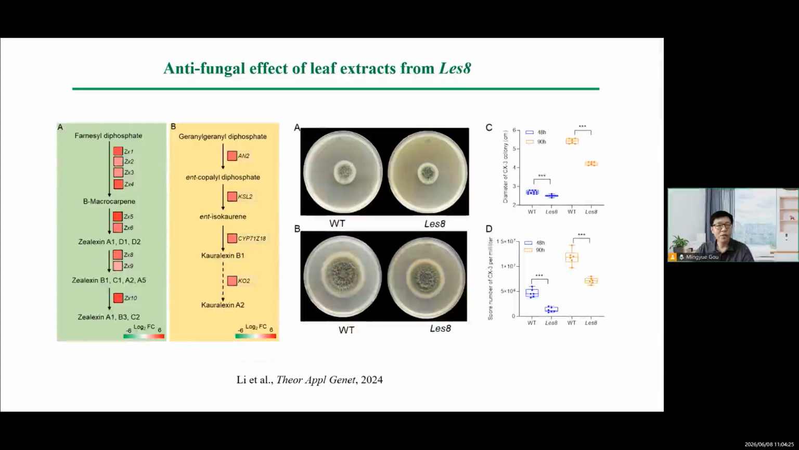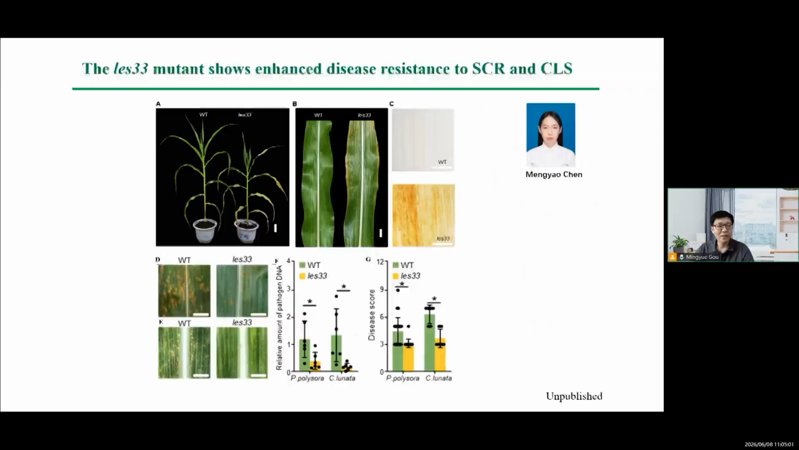Besides, genes involved in the biosynthesis of two terpenoids, zealexin and kauralexin, were also mostly upregulated in NAS8, and co-incubation with leaf extracts of NAS8 significantly inhibits the growth of the Curvularia lunata strain, implying that NAS8 conferred resistance to Curvularia leaf spot and southern corn leaf blight is largely due to the increased accumulation of antifungal secondary metabolites.